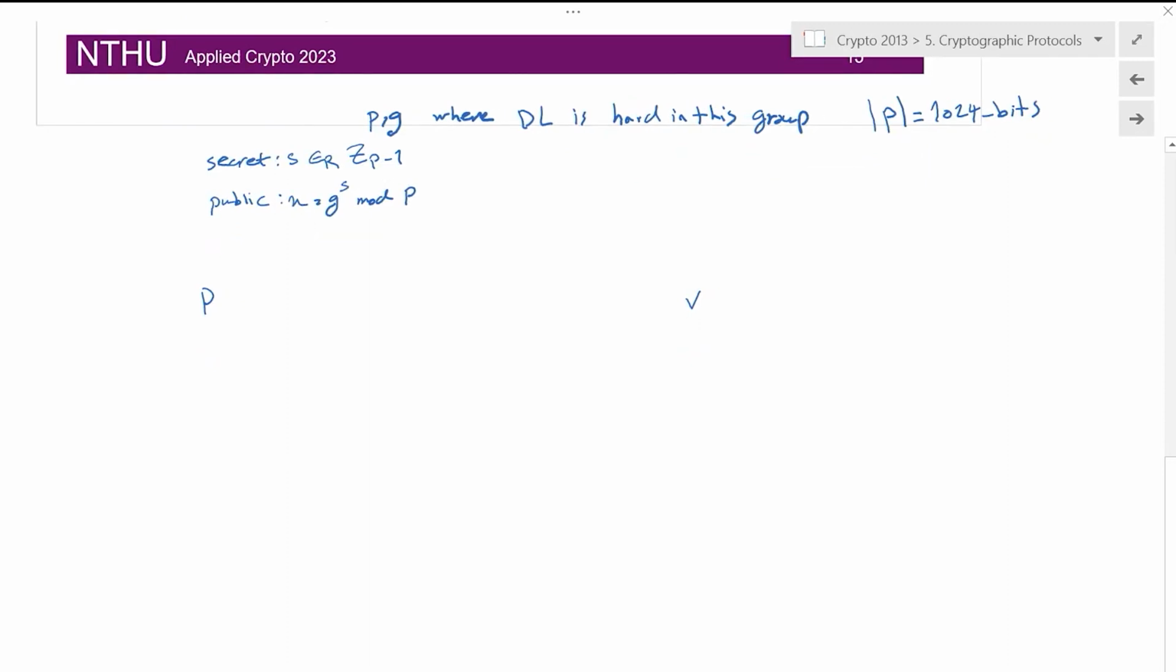Remember that our goal is for the verifier to verify that Peggy knows this secret key S. The only information that is available is this X, which is G to the S. So let's see how Peggy can prove that she owns this S without giving this S directly to the V.